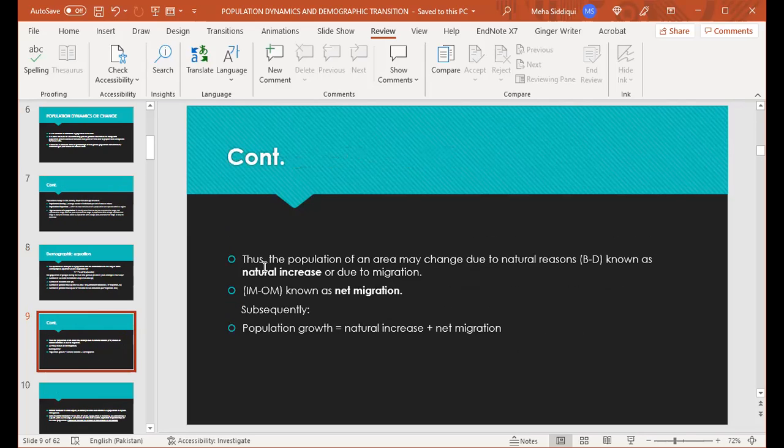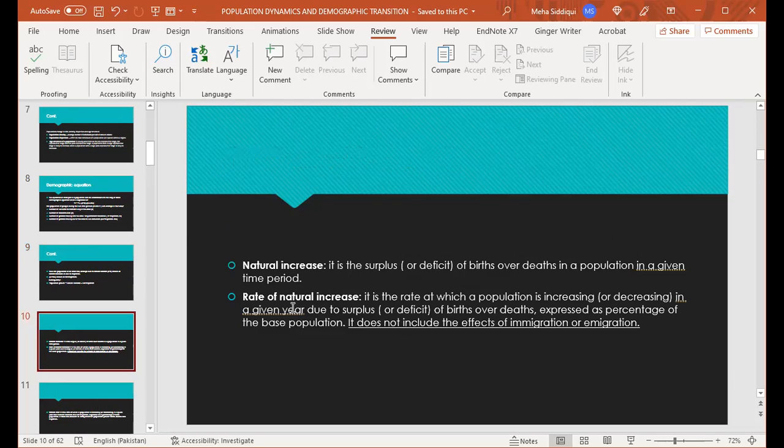So the population of an area may change due to natural reasons, that is B minus D, birth minus death, known as natural increase, or due to migration, that is in-migration minus out-migration, known as net migration. So population growth is actually natural increase plus net migration. Now, what is natural increase?